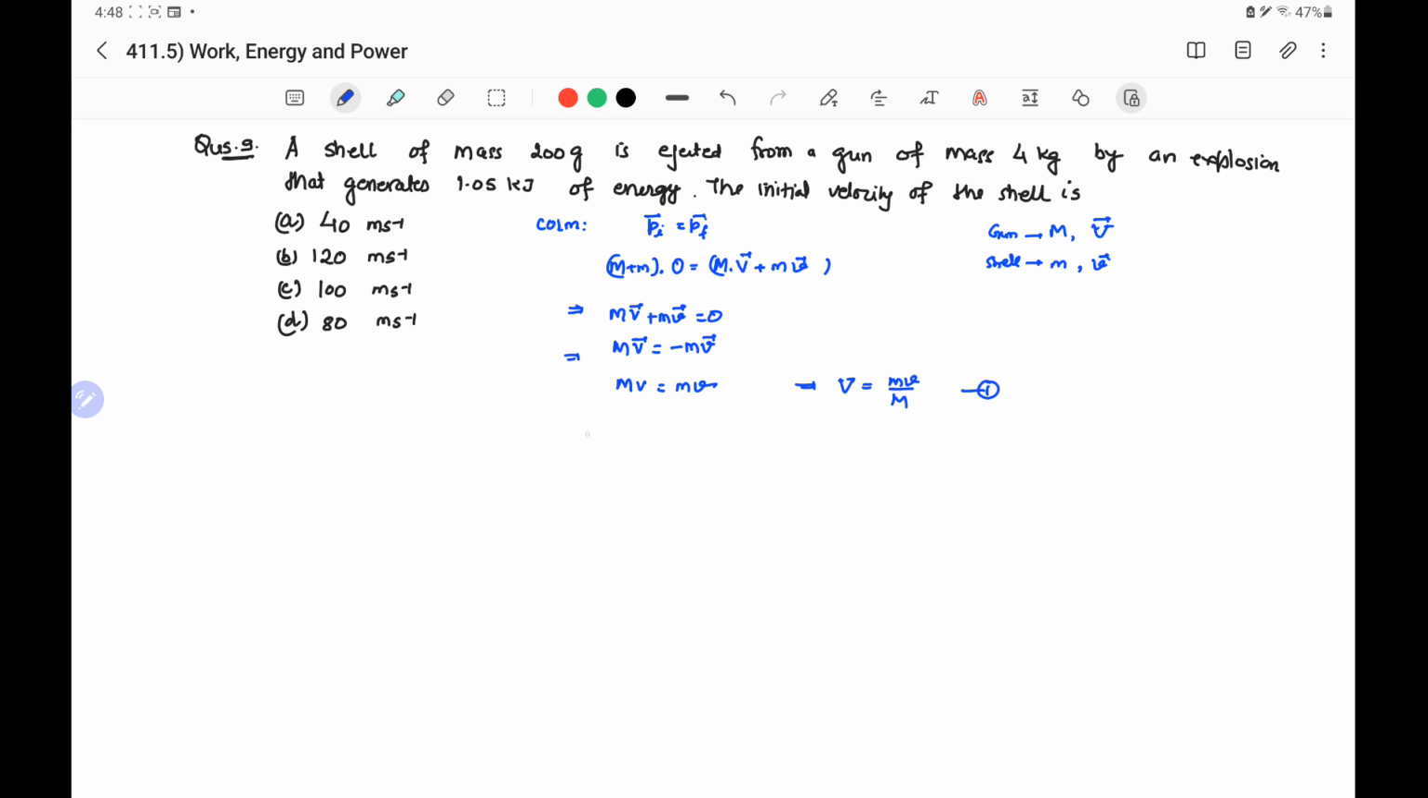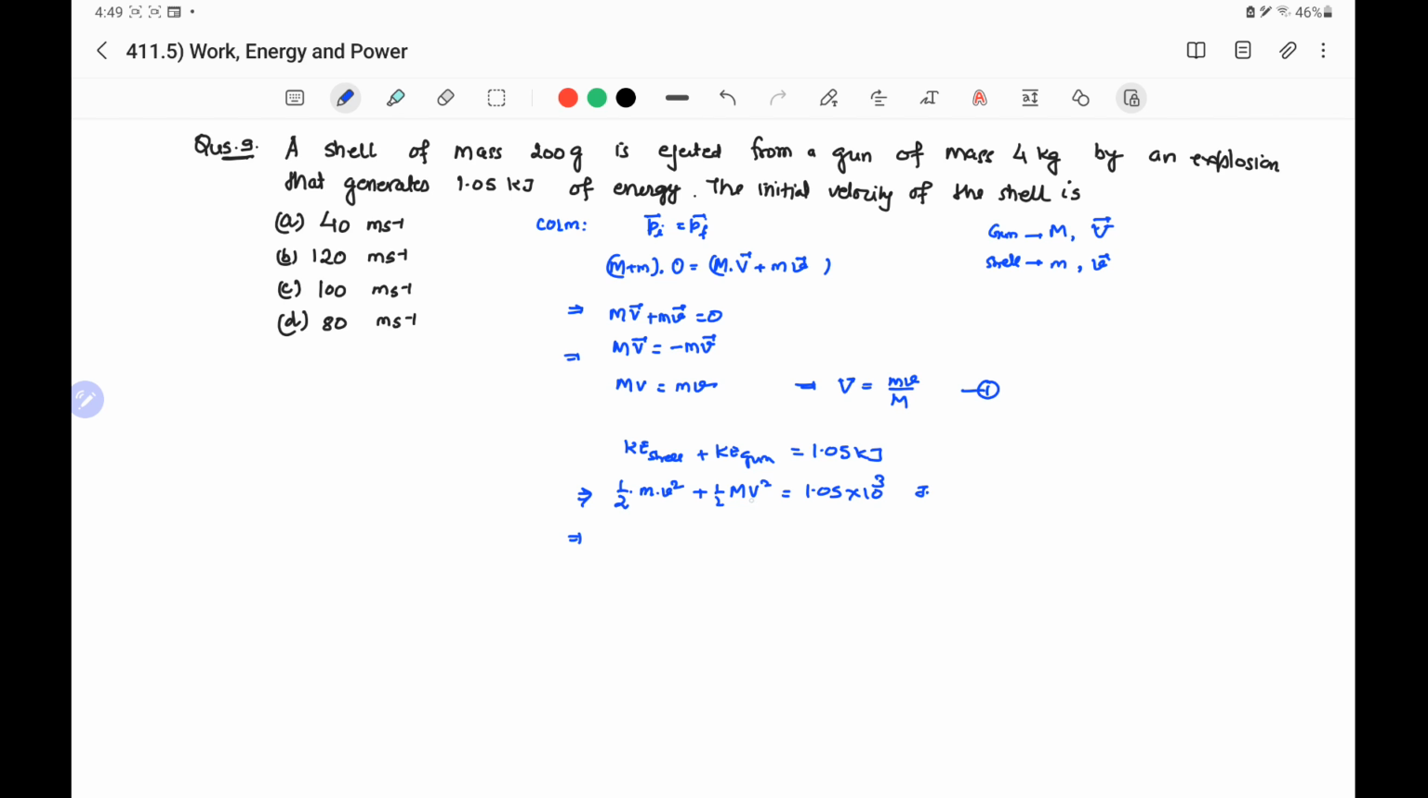Now it is given that the explosion generates energy of 1.05 kilojoule, and this is the kinetic energy of the gun and the shell. So we can write that kinetic energy of shell plus kinetic energy of gun is equal to 1.05 kilojoule. Substituting the values, we have half into the mass of the shell, small m, and velocity small v, so it is half mv square plus half capital M capital V square. It is equal to 1.05 into 10 to the power 3 joule.